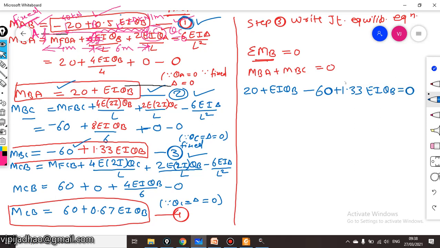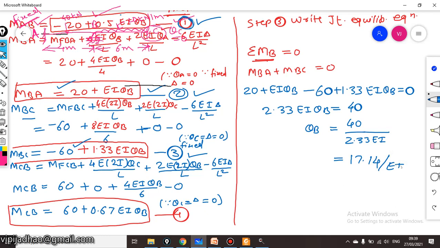Just solve this particular equation, you will get the value of theta B. So it will be equal to, I think, 2.33 EI theta B is equal to 40. So we get the value of theta B is equal to 40 divided by 2.33 EI. Finally, just solve this, you will get the value of theta B is equal to 17.14 divided by EI.